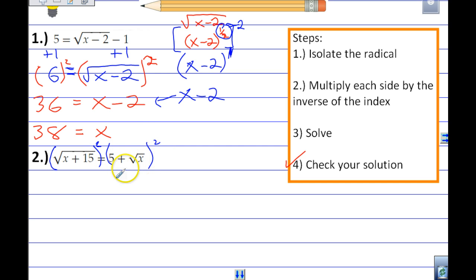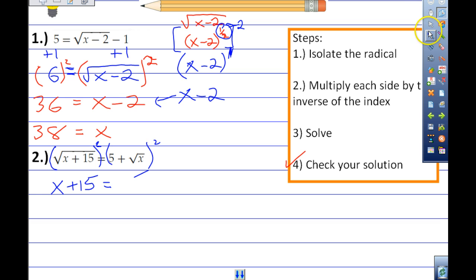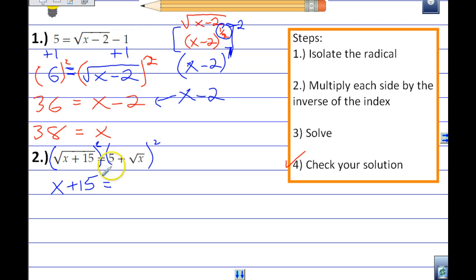Square both sides. Left-hand side's easy. The radicals and squares just cancel each other out. You're left with x plus 15. But the right-hand side looks a lot like the warm-up, so we have to multiply that out correctly. Go ahead and do that part, see what you get, using the same method as before. What do you get when you square 5 plus root x?